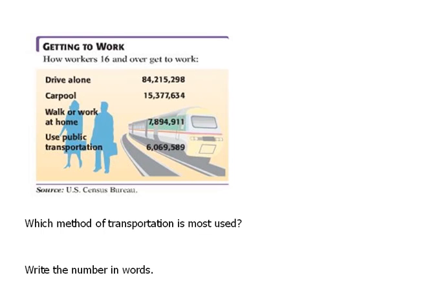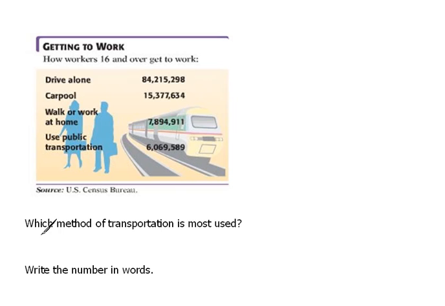For this last example, we're going to be looking at a table or a chart, because we also want to learn to take information from a table or a chart and be able to make sense out of it. So here we have this chart that says "Getting to Work: How Workers 16 and Over Get to Work." We have all these different ways that people get to work. They drive, they carpool, walk or work at home, use public transportation. And over here we have the number of people who do that according to the U.S. Census Bureau.